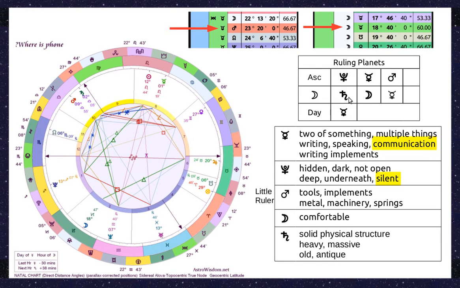The last thing we have to find is the ruler of the weekday. My charting software shows me that this happened on the day of Mercury. That means it was a Wednesday and it was after sunrise. So Mercury goes in this box here. So these are the 5 ruling planets here.